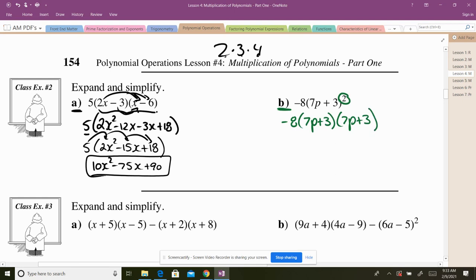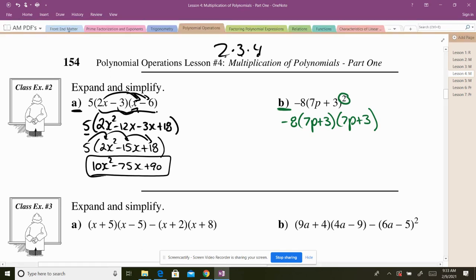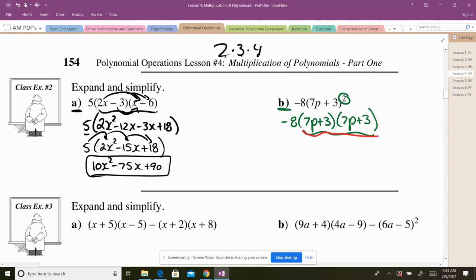Now, going back to the front page, you don't have to know those formulas, but if you did, you can do this in one step, the 7p plus 3 times 7p plus 3. I'll do it both ways. I know that this is going to give me 7p squared is 49p squared. 7 and 3 is 21 times 2 is 42, plus 42p plus 9. All right, if you remember that formula or you do it enough.